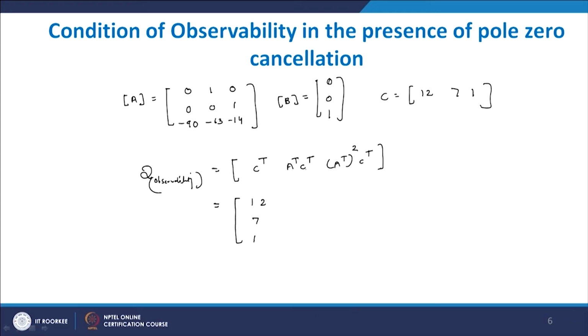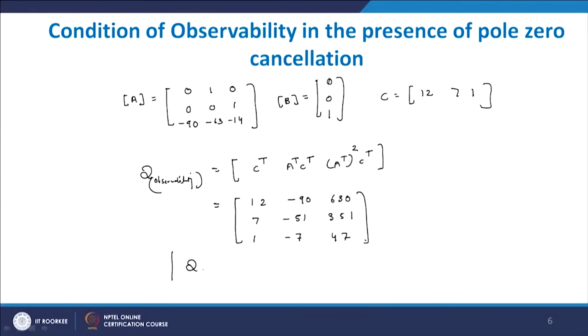Now, if you multiply A transpose and C transpose, you will get -90, -51, -7. Here we will get 630, 351 and this 47. So, this observability matrix we determined.